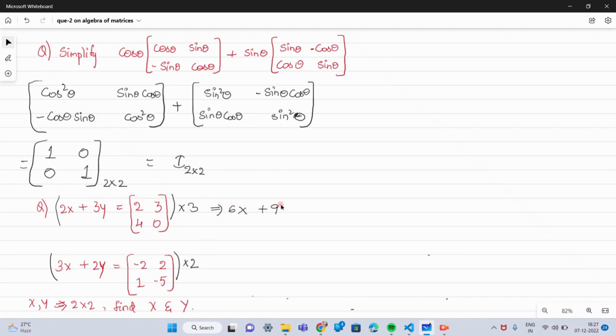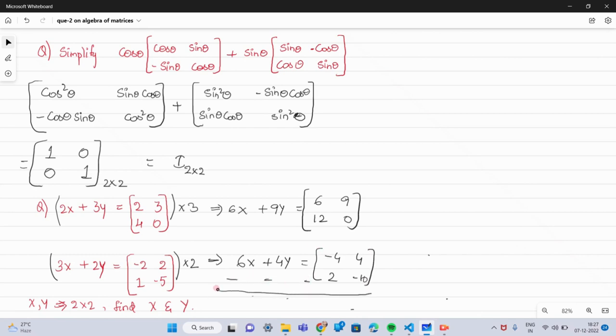6X plus 9Y. Multiply with all the elements. Okay. Similarly, the second equation gives 6X plus 4Y with all the elements. Now just solve these two equations. Now 6X and 6X get cancelled. It becomes 5Y, and subtract this.